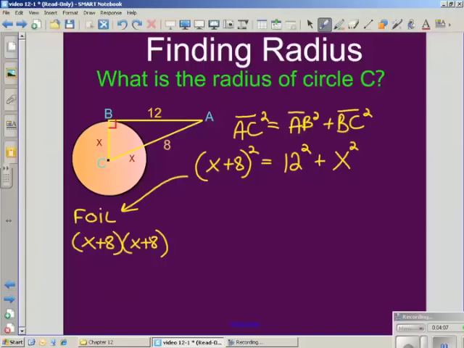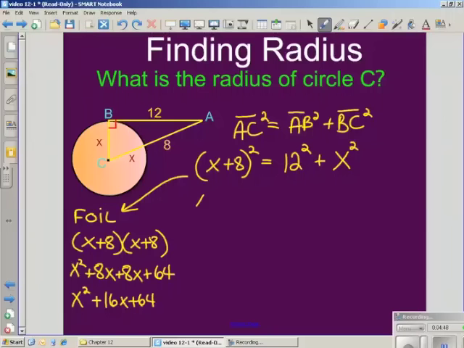F stands for first, so x times x is x squared. O is for outer. X times 8 is 8x. I is inner. Again, 8 times x is 8x. And L stands for last. 8 times 8 is 64. And we combine our like terms, and that gives us x squared plus 16x plus 64.